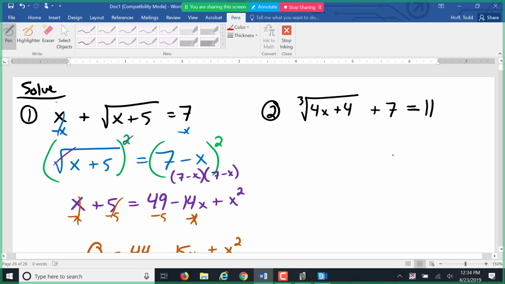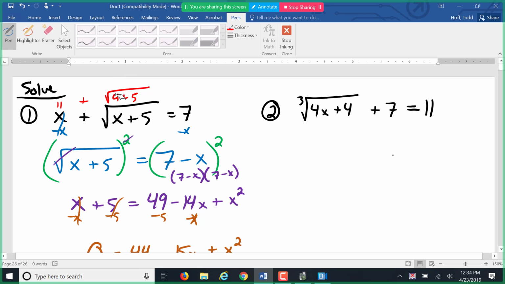If I put 4 in here, well, 4 plus 5 is 9. Square root of 9 is 3. 4 plus 3 does equal 7. That works.